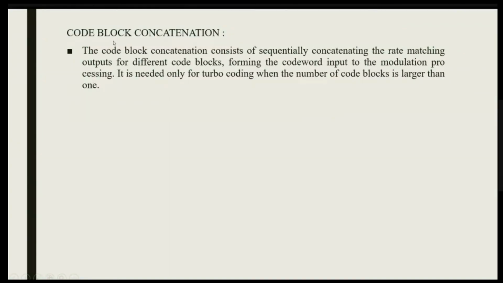The last process in coding is the code block concatenation. The code block concatenation consists of sequentially concatenating the rate matching outputs for different code blocks, forming the code word input to the modulation processing. It is needed only for turbo coding when the number of code blocks is larger than 1.